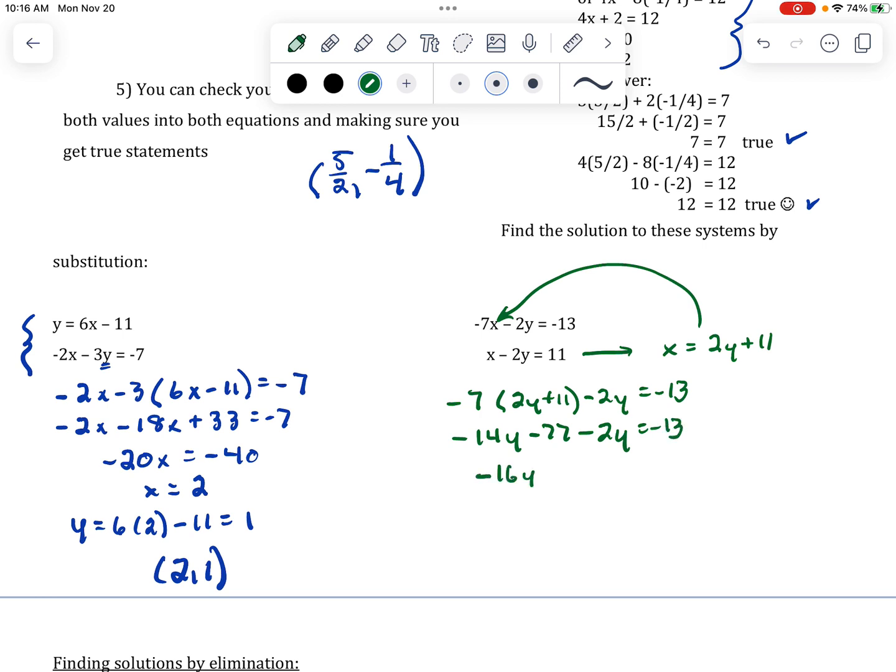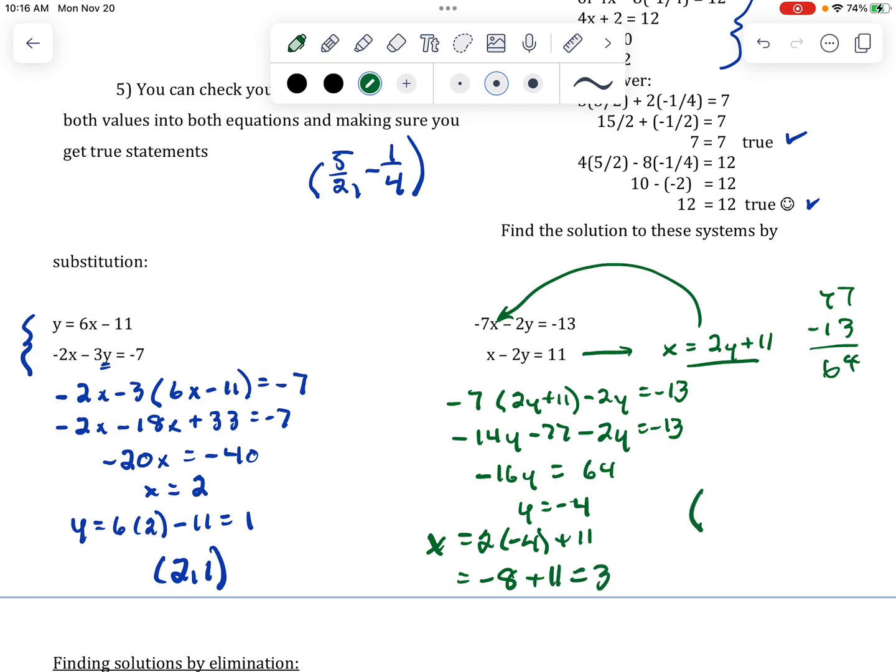I have -16y. 77 minus 13. 64. So my y is -4. My x, remember, is 2 times y plus 11. 9 minus 8 plus 11 is 3. So I have (3, -4) for the solution to my system of equations.